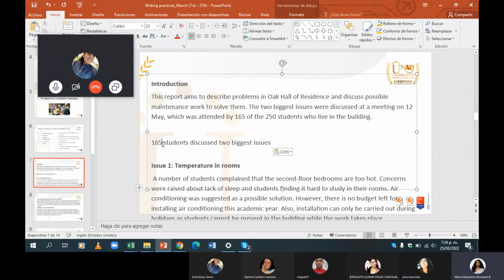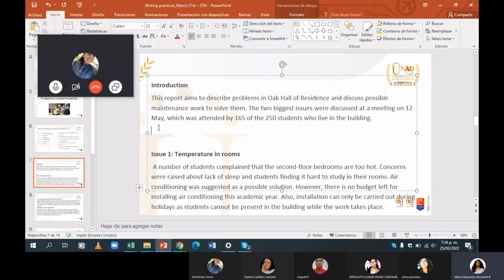So this is active voice, this is passive voice. So here, what is the most important thing? Well, the subject, the students. What was the action that the students did in this case? They discussed. About what? Two big issues. Okay, just take into account the content.